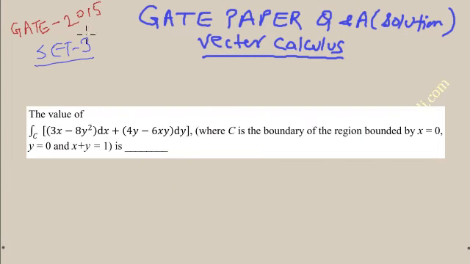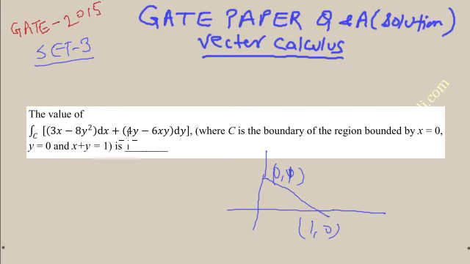This is the question from set 3 of 2005 GATE. You are required to find the value of this integration where C is bounded by this. So this is the line x plus y is equal to 1. So this is 1, 0 and this is 0, 1.